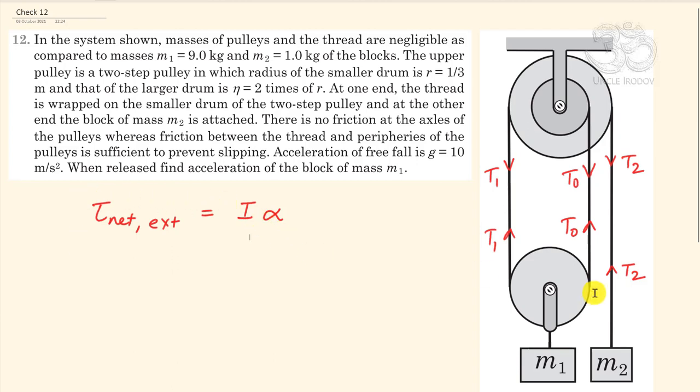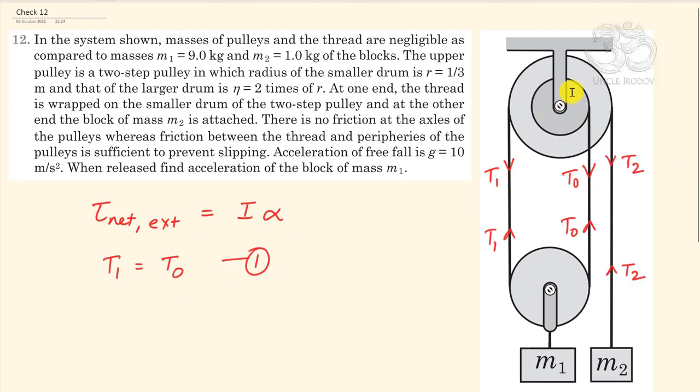When you use this idea for the lower pulley, you will get that in order to balance the torques, T1 and T0 must be equal. So we immediately get T1 is equal to T0. That's the first equation. But you will also have to balance the torques on the upper pulley. That is also going to give you a relation between T1 and T2.